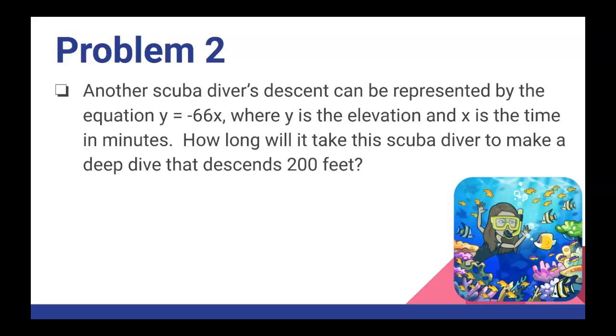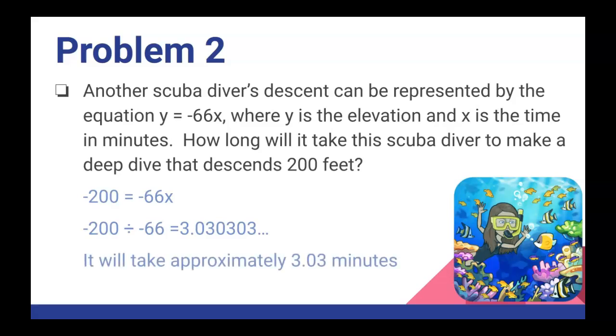So if there's a 200 feet descent, we're going to call that negative 200, and we can substitute that in for y into our equation. So negative 200 equals negative 66x. To figure out what x is in this case, we're going to divide negative 200 by negative 66. And we get 3.03 with the 0 and the 3 both repeating. That's going to be a time in minutes. And so it's going to take approximately 3.03 minutes for the scuba diver to get a deep dive level. Notice here our negative divided by a negative equals a positive, and that made sense.